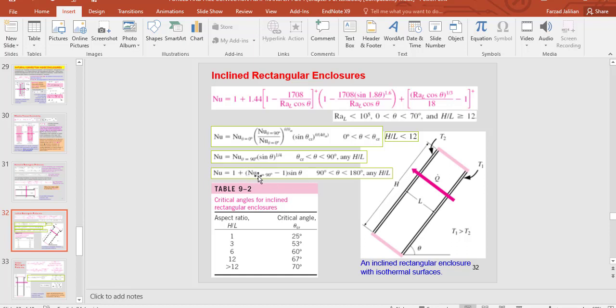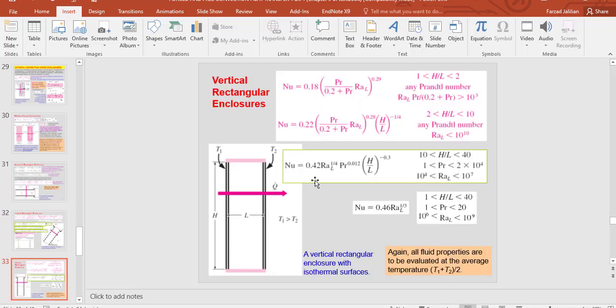I told you about this Nusselt number for when theta is 90 degrees. When theta is 90 degrees, actually we have vertical rectangular enclosures. The Nusselt number for this type of enclosure can be calculated by this equation. You can see here what this vertical rectangular enclosure looks like.